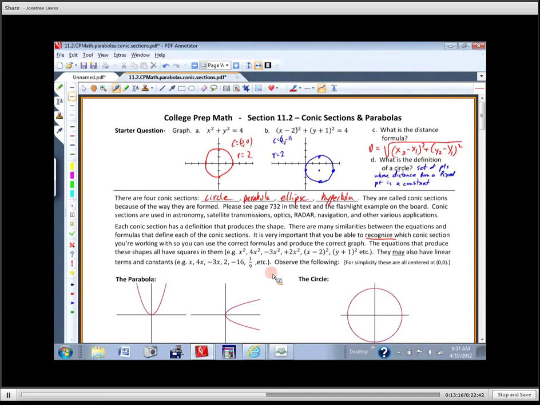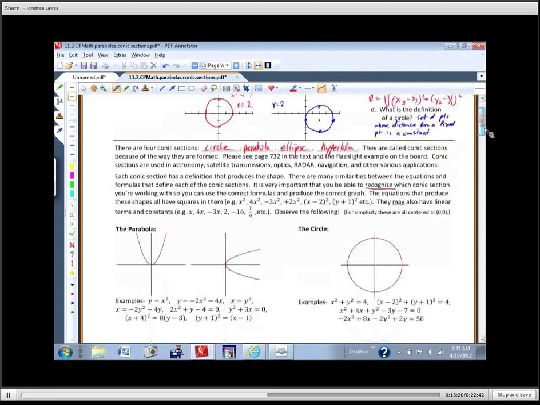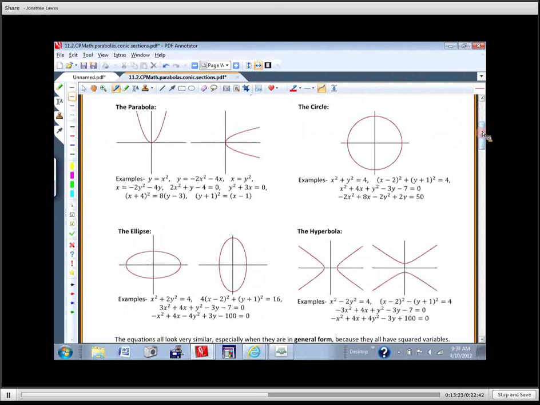Okay, so here are the four conic sections. Okay, so we've got a parabola, a circle, an ellipse, and a hyperbola. Okay, so for convenience, I put every one of these so that the center or the vertex or the important point on it was at the origin.